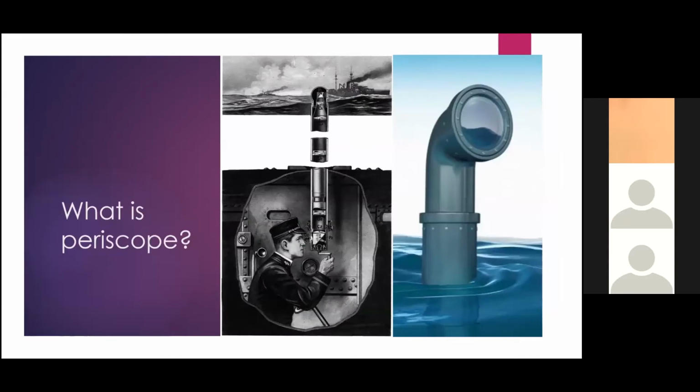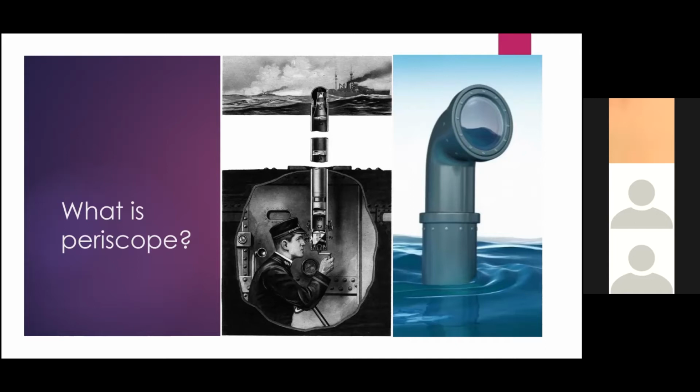So, first, what is a periscope? A periscope is an instrument that uses the principle of multiple reflections. It is an optical device used to see surrounding objects or view from a lower level, for example, underwater to see above the water and things like that.